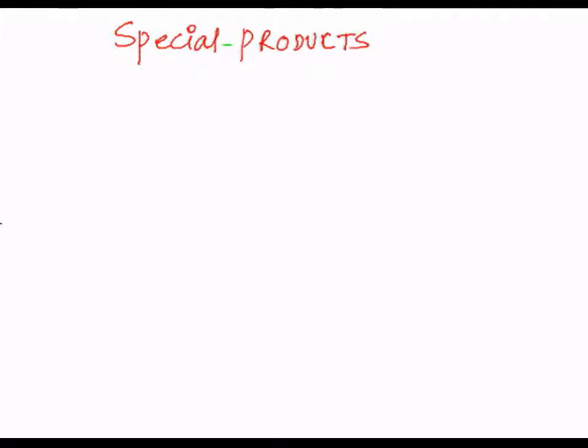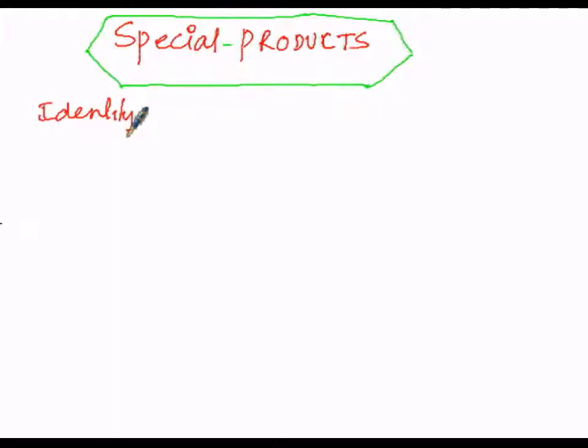Under special products, we are going to discuss identity number 3, that is (a minus b) whole square is equal to a square minus 2ab plus b square. First of all, we are going to prove this identity, identity number 3, which is (a minus b) whole square equals a square minus 2ab plus b square.